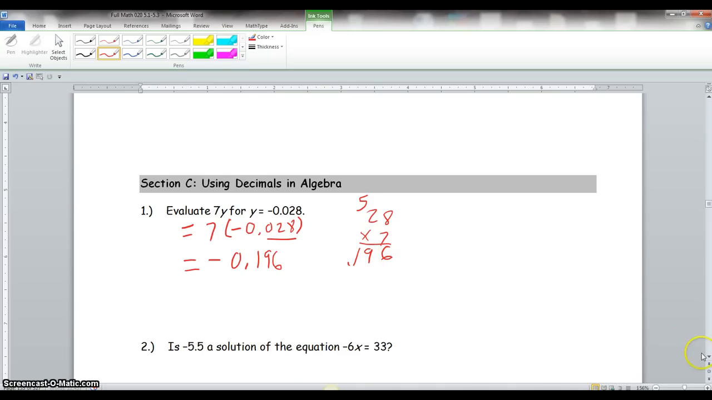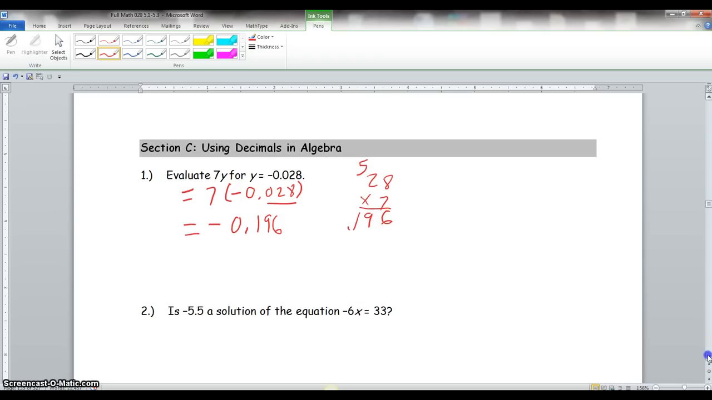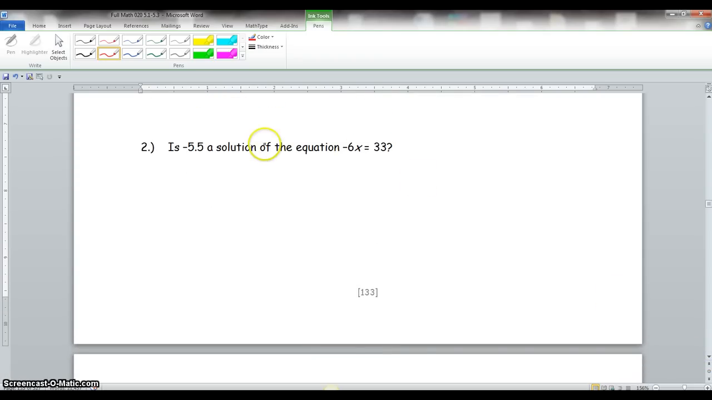Okay, now we go down to number 2. Number 2 says, is negative 5.5 a solution of the equation negative 6x equals 33? So what we're going to do here, we're going to substitute in negative 5.5 for x to see if this gives us a positive 33. If it does, we would say yes. If it doesn't, we would say no.